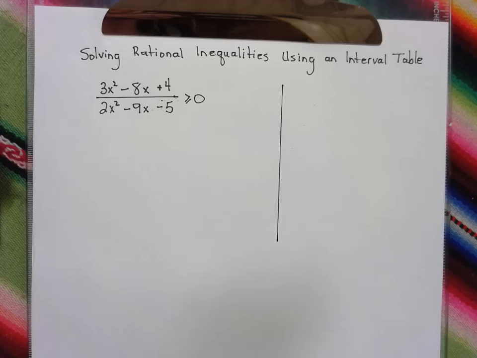So we're going to solve the inequality (3x squared minus 8x plus 4) over (2x squared minus 9x minus 5) is greater than or equal to 0. So the first step is to put our rational inequality into factored form.